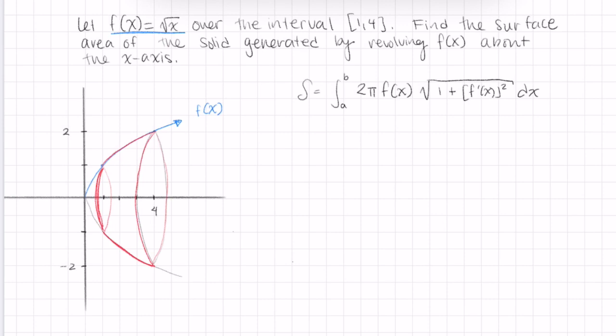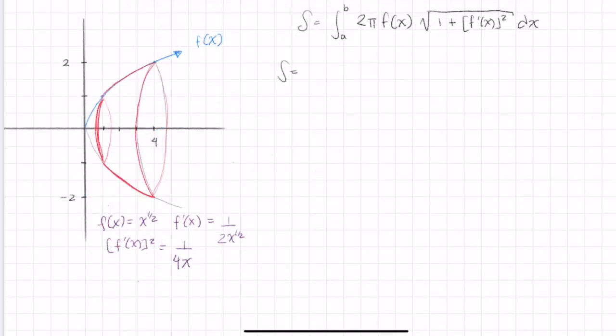So let's quickly begin by finding f prime of x and squaring that value. So f of x is equal to x to the 1/2 power. So f prime of x is equal to 1 over 2 x to the 1/2 power. That leaves us with f prime of x quantity squared is equal to 1 over 4x. And it is this 1 over 4x that we need inside of our integral here. So our surface area is equal to 2 pi times the integral from 1 to 4 of the square root of x times the square root of 1 plus 1 over 4x dx.